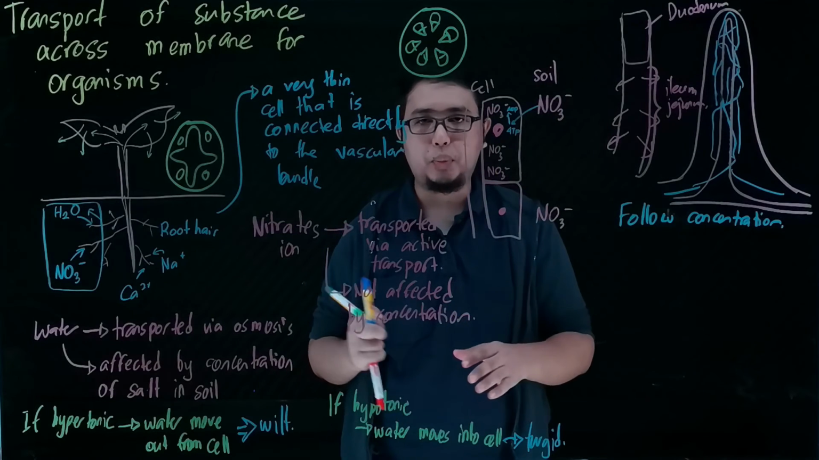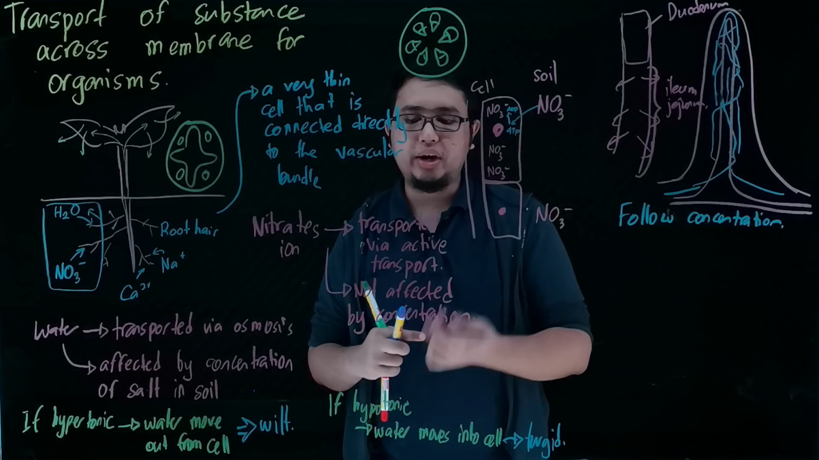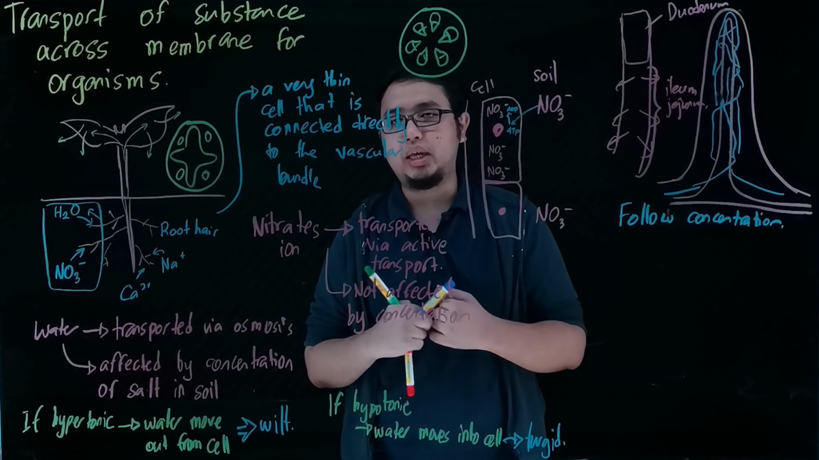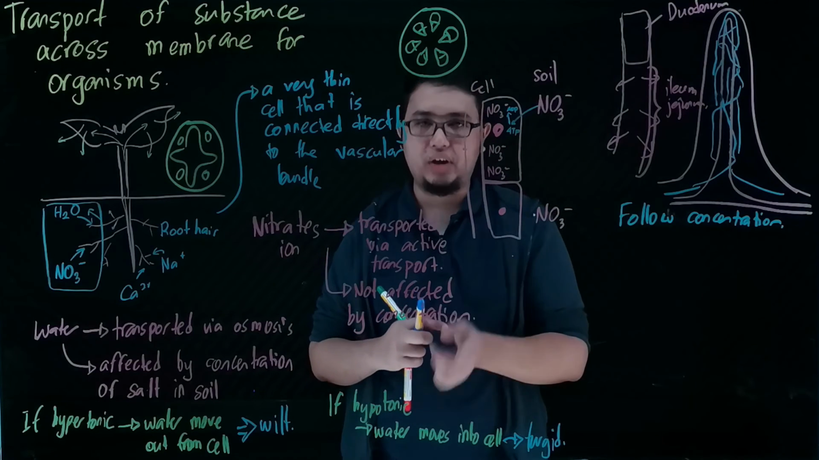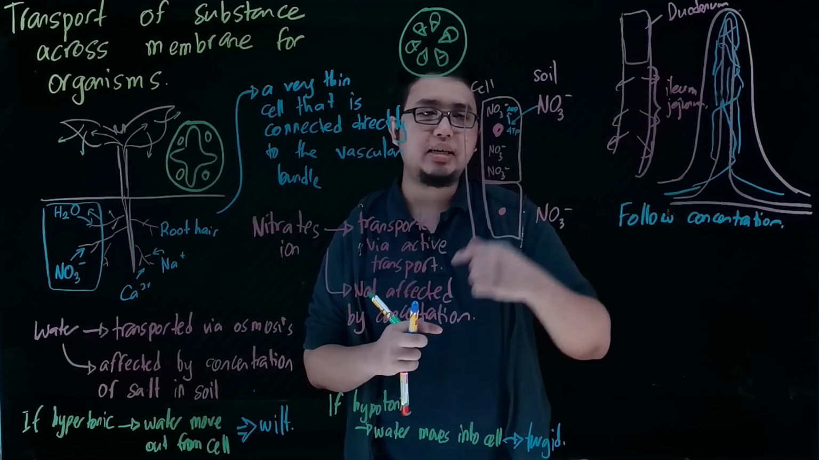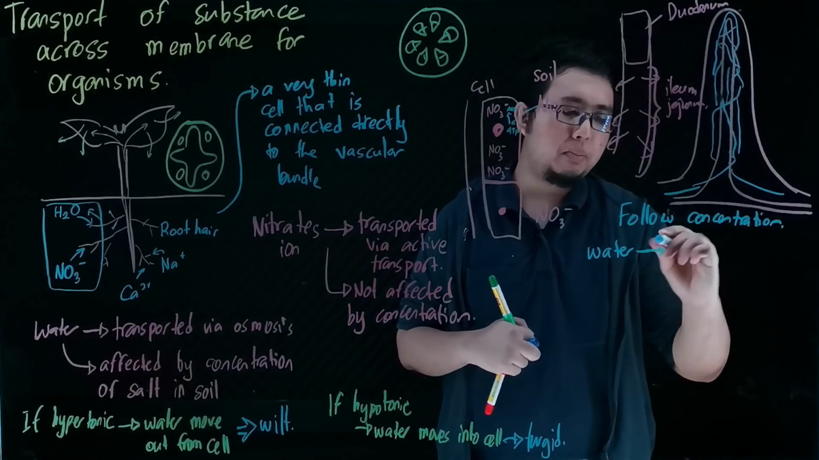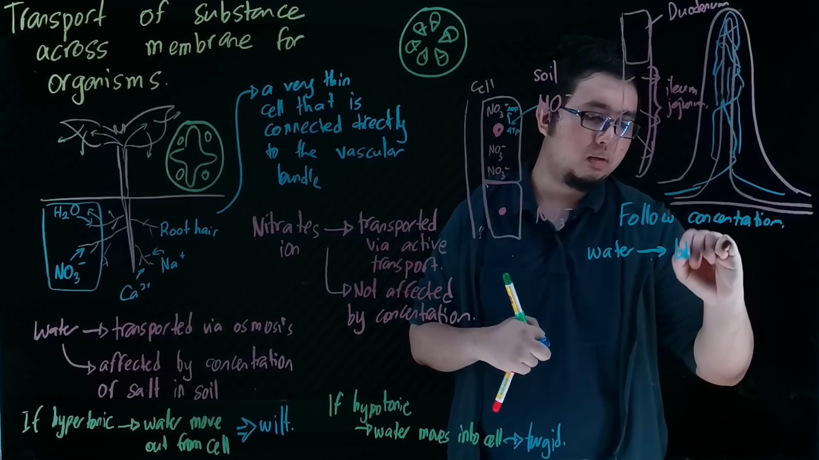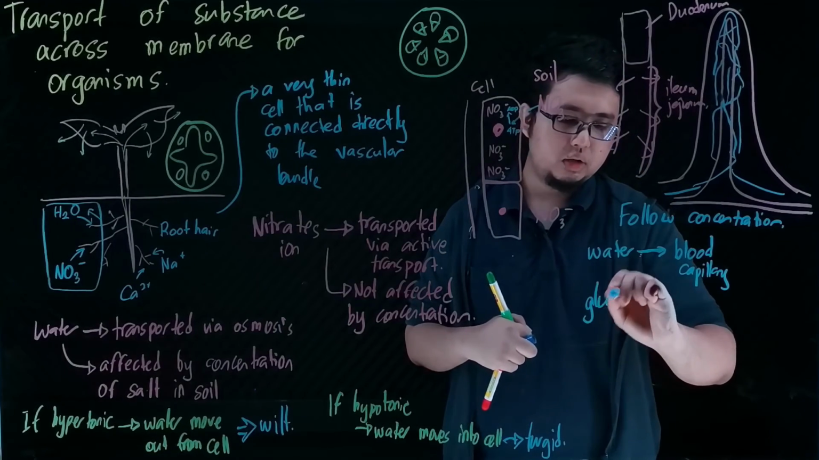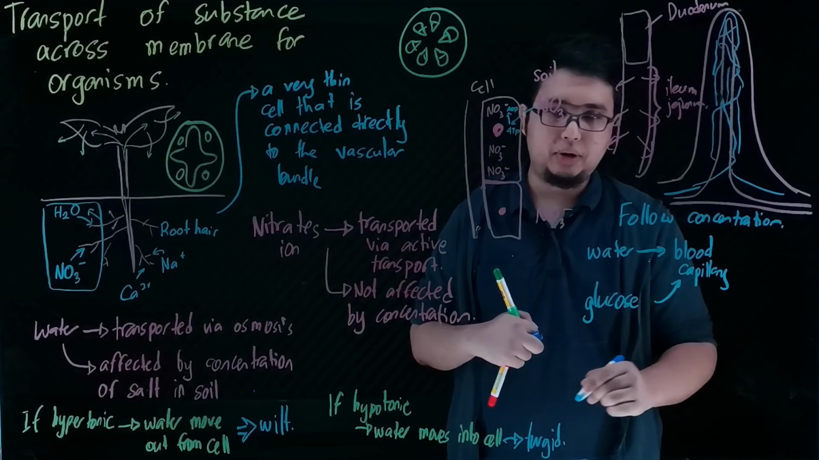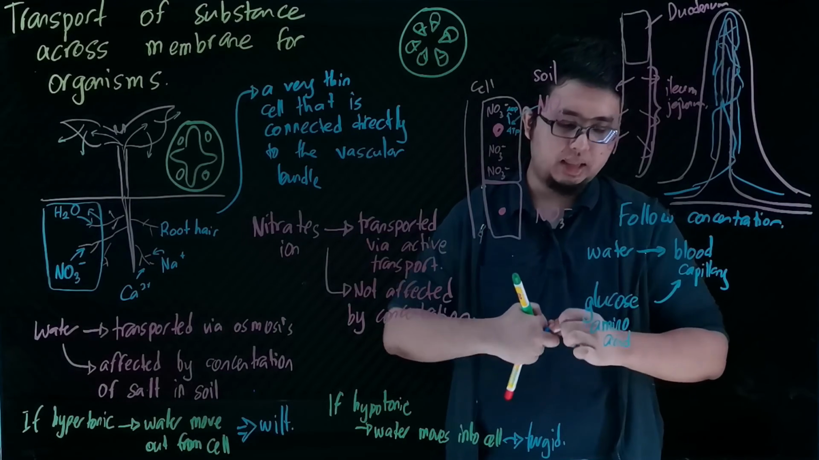We do not use active transport for our digestion. We only use active transport in the excretion process, where urea is actively transported into the kidney, and sodium and chloride are actively transported out of the kidney. But for the intestine, we just use passive transport, where water moves into the blood capillary via osmosis, and glucose moves into the blood capillary along with amino acids. This one is via facilitated diffusion.